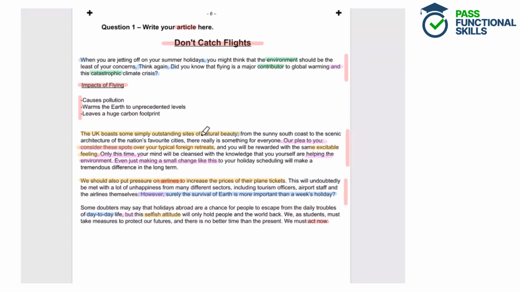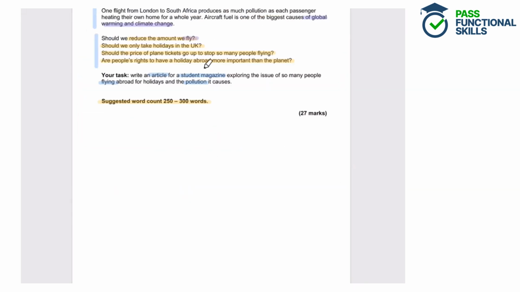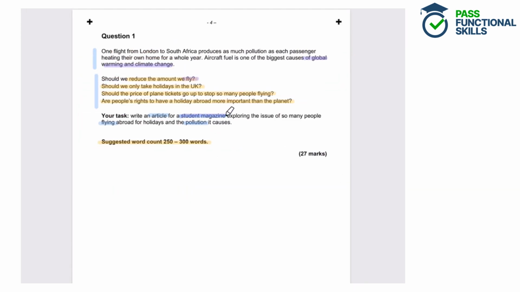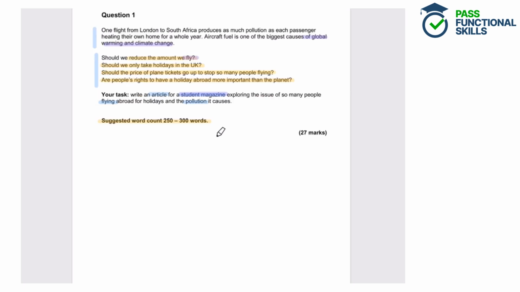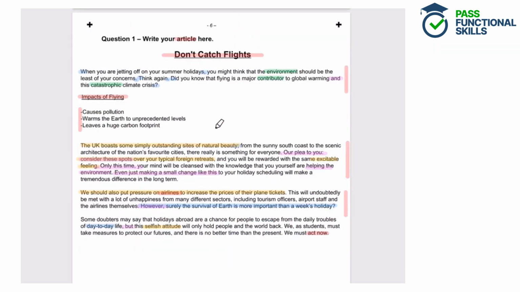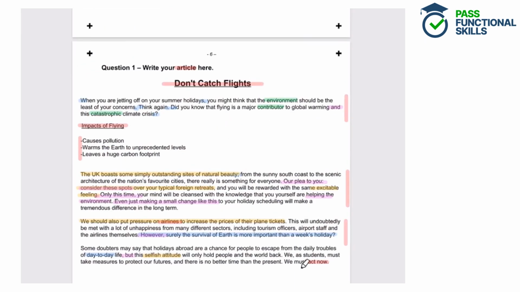It's also suited to the audience because we are writing for a student magazine, so we're writing for a sort of young, informal audience of students. We've got a reflection of this at the end here when they say we as students must take measures to protect our futures. So they are directly addressing the audience and acknowledging that they are students. We've also got appropriate language used. So we've got a tone of urgency here, saying there's no better time than the present and we must act now.